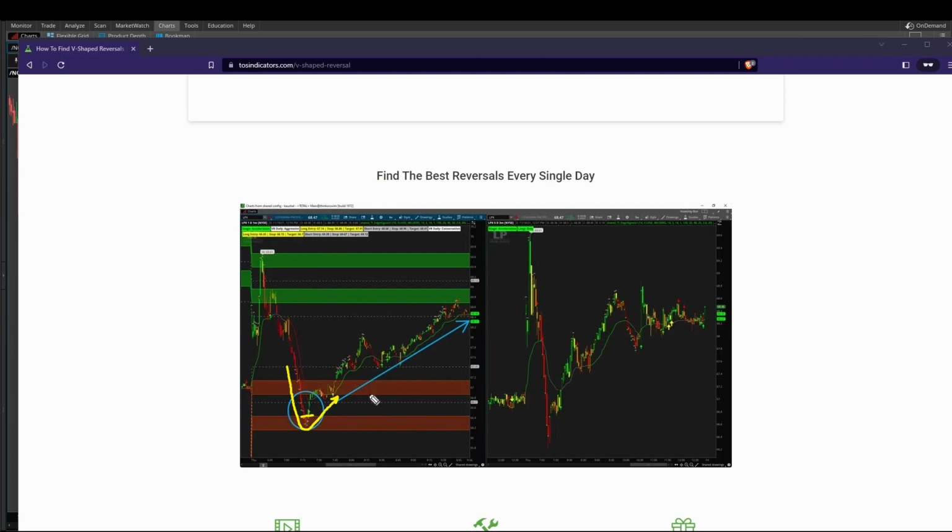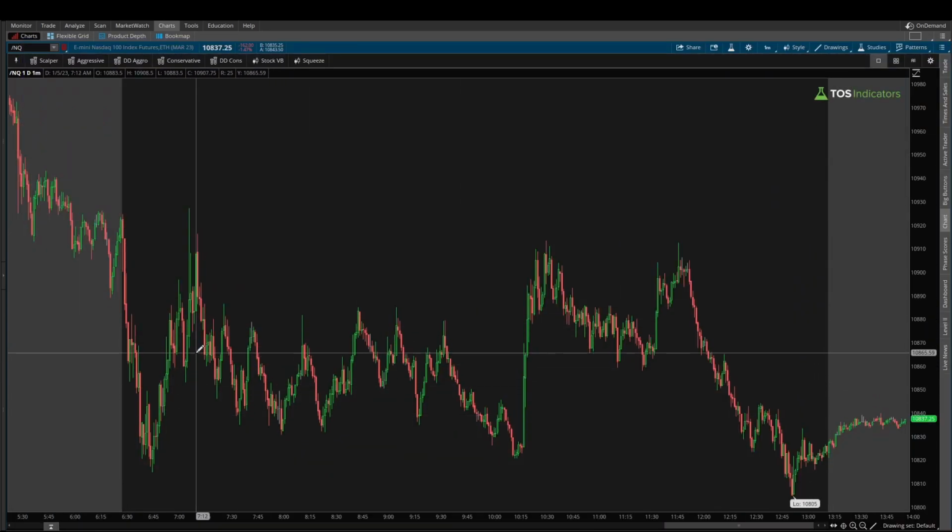Now, this is the setup I'm going to dive a little bit deeper into in today's video, but we'll apply it on a chart of the NASDAQ, and we'll do so on a layered basis. I'll layer on one tool or one indicator at a time, and we can talk through it.